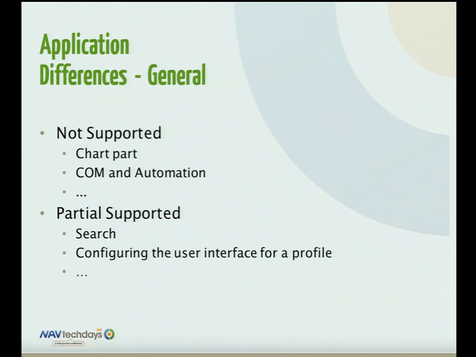Secondly, COM and automation are not supported. This list can go on, that's why I will only show a couple of them. Partly supported is search. You saw that I was searching in the web client. It's searching for pages and reports, but it's not searching for views as you can do in the RTC client, and so on. And also the configuration I showed you, it didn't work, but normally it will work. You will not be able to configure anything in the web client. You need to do that in the RTC, and then show it in the web client.